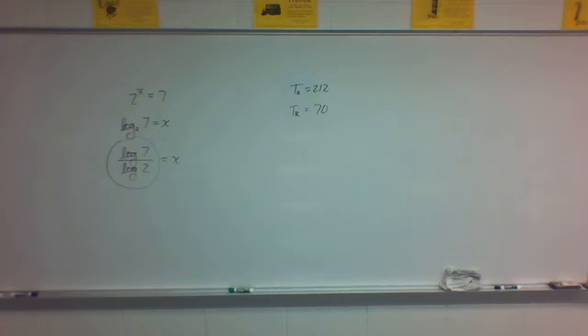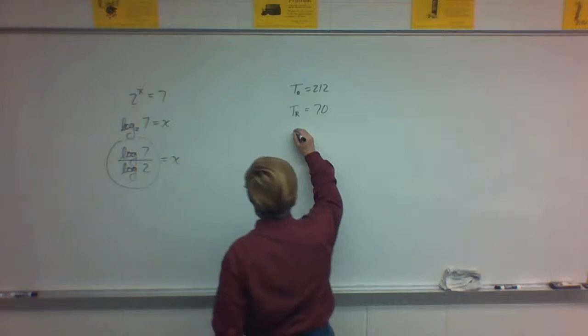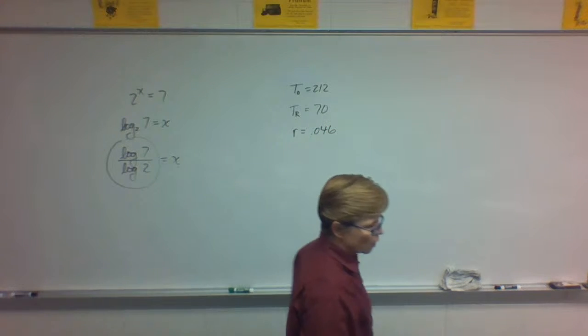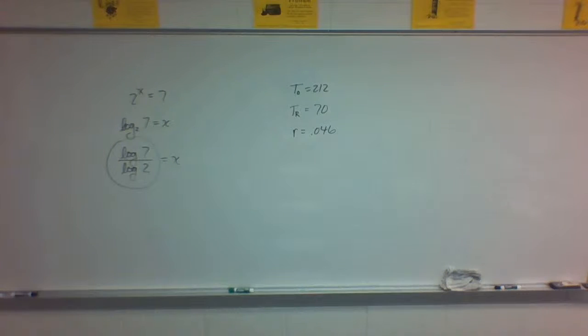And the cooking rate for the stew is R equals 0.046. See, they gave it to us. Little r for this stew is 0.046. And that number will be different if it's just water. It'll be different if it's milk.